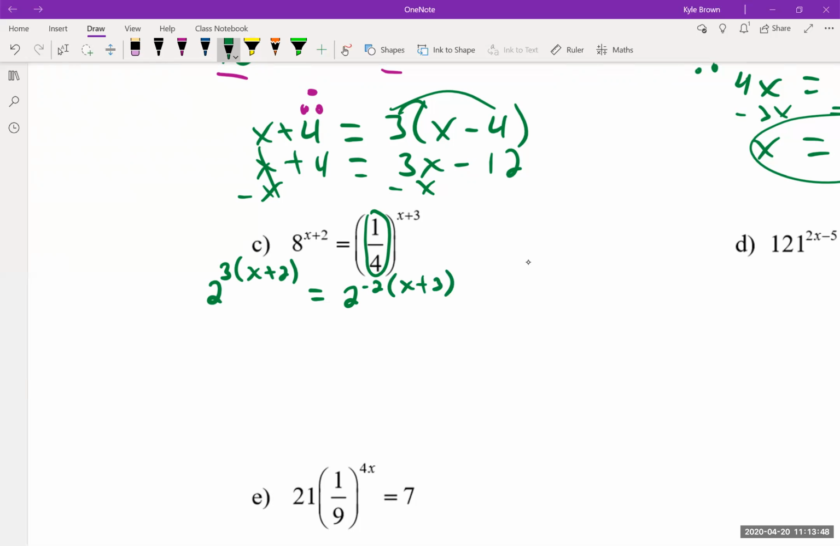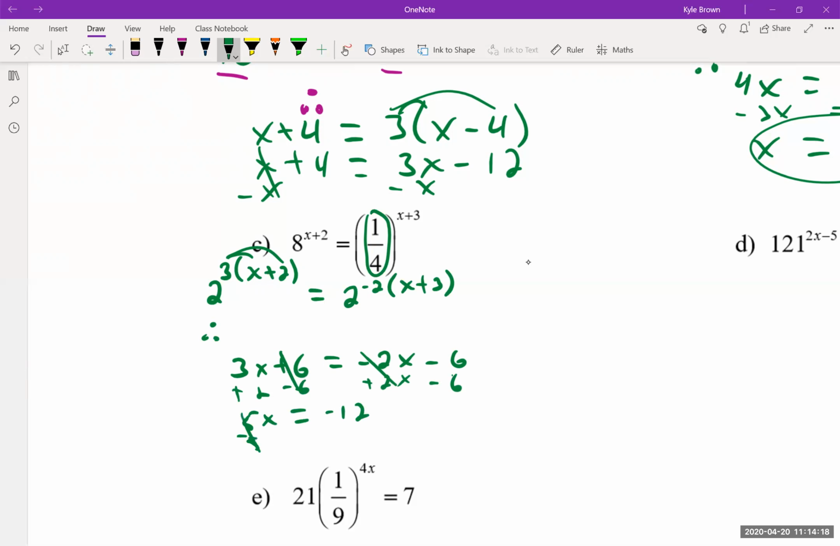Okay, so I got the same bases, so I can say therefore 3x plus 6, just expanding that in, is equal to negative 2x minus 6. Then plus 2x, so I got 5x is equal to, and then minus 6, and then minus 6, so that ends up being negative 12. So then divide by 5, so we get x is equal to negative 12 over 5.